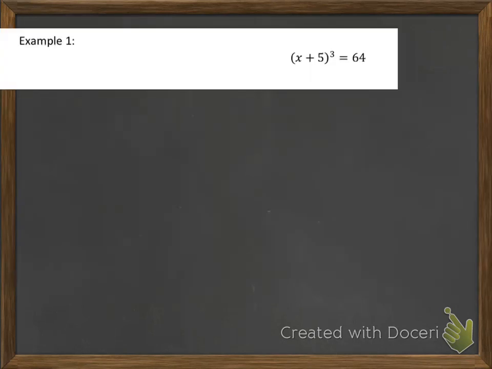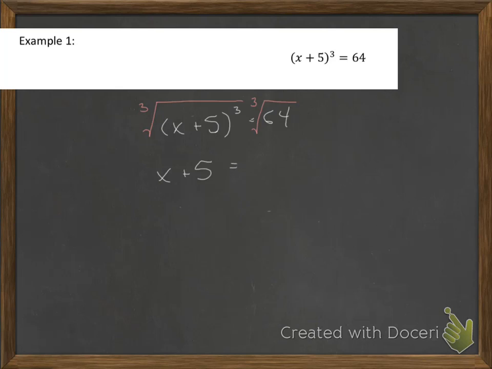So let's look at example 1. You just saw this a few slides ago. We have (x + 5) cubed equals 64. And as we just discussed at length, the way we undo the raising to the third power, the cube, is by taking the cube root of both sides. So this is going to give us x plus 5 is equal to the cube root of 64.